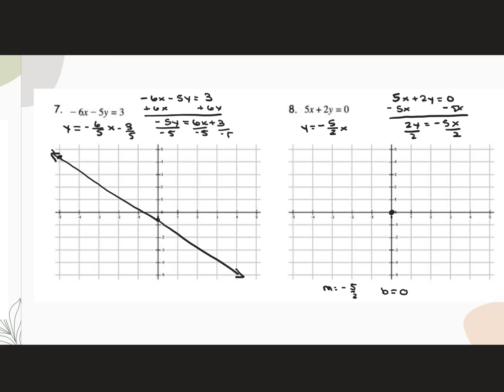So I'm going to start at 0. I'm going to go down 5 and to the right 2, because I want my line to decrease since it's negative. Then I'm going to go up 5 and to the left 2, because, again, I want my line to decrease. Always double check yourself. If your slope is negative, your line should decrease from left to right. If your slope is positive, it should increase from left to right. So this sums up part 2 of graphing equations. Now it is time for you to summarize what you've learned from today's lesson.